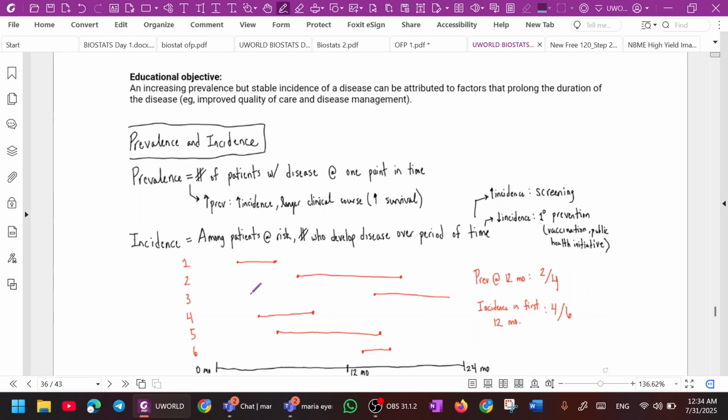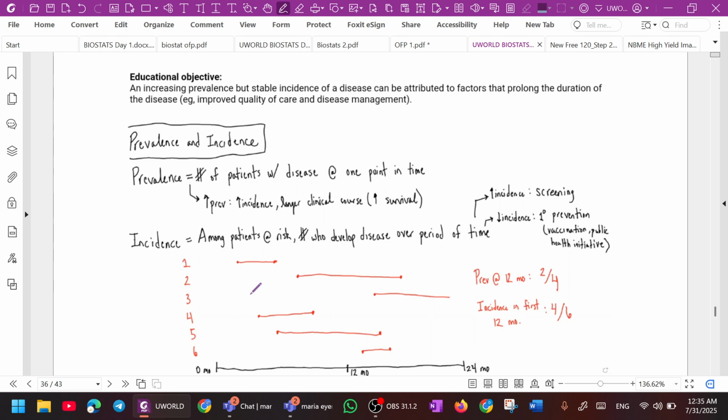He told you, can you find the prevalence at 12 months? This is 12 months right here. So at this point, what is the prevalence? The prevalence will be the number of patients with the disease from patients in the population. So four people in the population, two of them have the disease, so it's 2/4. Does it make sense? Yes.